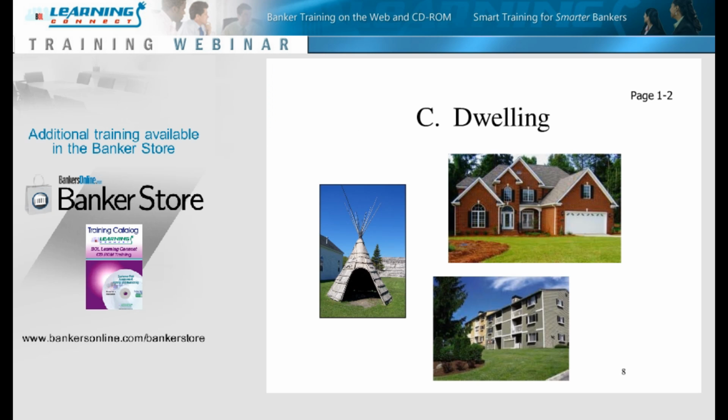Let's talk about the definition of dwelling. It's different than most other consumer regs. In fact, this isn't a consumer reg. It is much more far-reaching than that. Dwelling is any residential structure. So you can even see by the pictures that we have on the screen right now, there's single-family dwellings, but there's apartment buildings and a teepee, I guess.